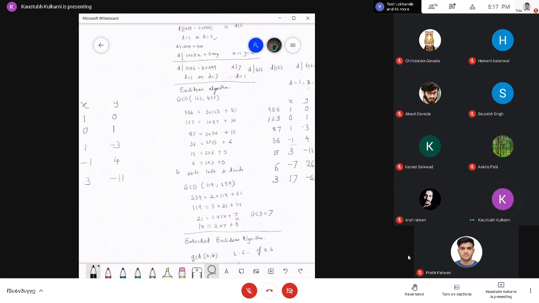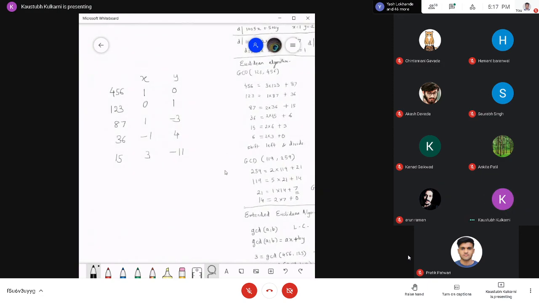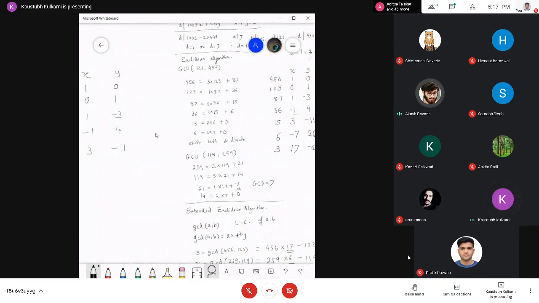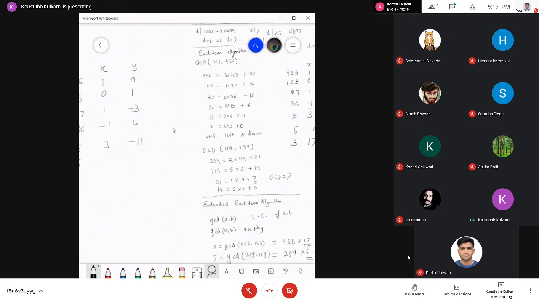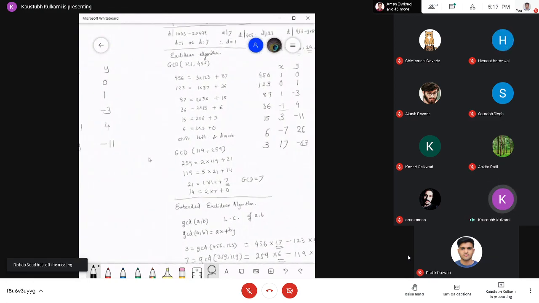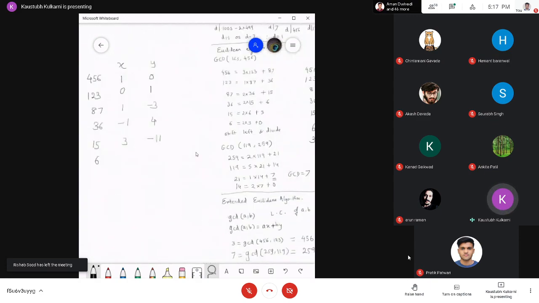Same. And then finally, one more step. So 6 is the row of 36 minus twice the row of 15. You get the point, I hope. Yes, sir. So for completeness, I'll just copy it here: minus 7, 26, 17, minus 63, which we already calculated by this table.